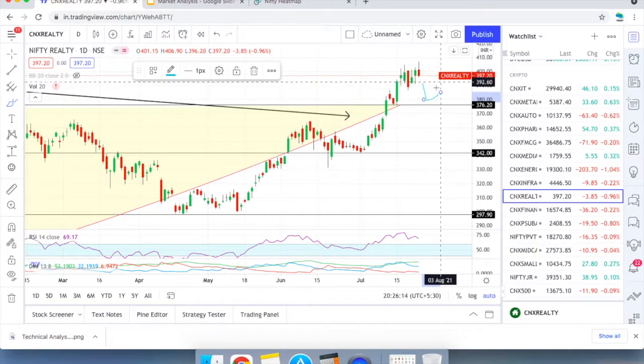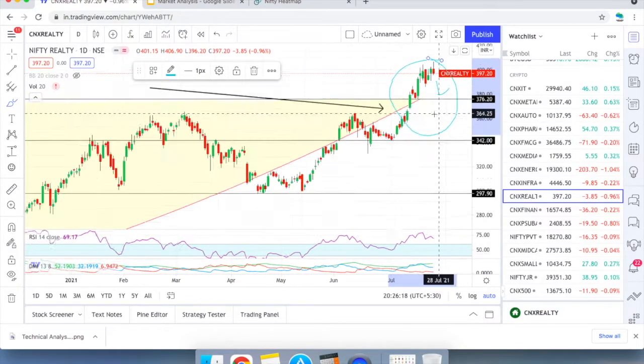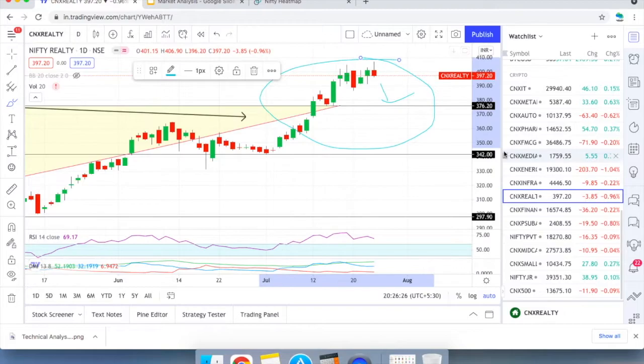So if you are taking a trade in reality, it has to be very selective, for positional trades only, because this can consolidate, come down, and then do a change in polarity, bounce, and all that can happen. But our reality is bullish, right?